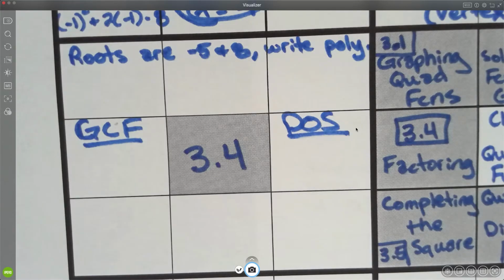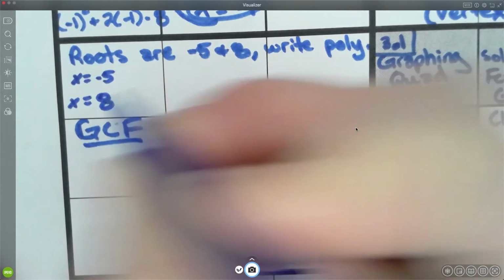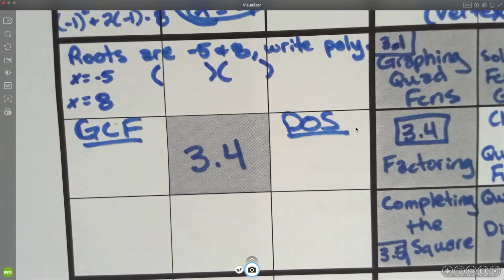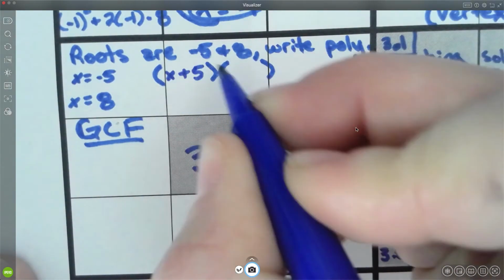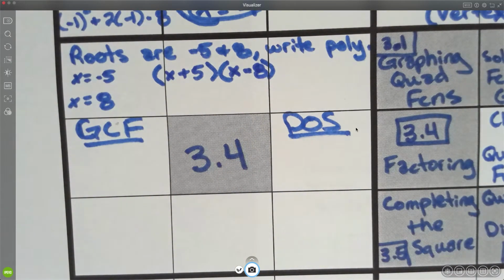This means x equals -5 and x equals 8. What do they look like in parentheses? If x equals -5 and x equals 8, we go back the other direction: x plus 5, x minus 8. We use the opposite symbol. This is number 17. Now, how do I get my polynomial from there? You FOIL.